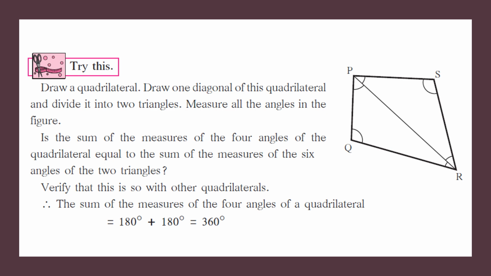So how many triangles do we have here? We have 2 triangles. So 180 degrees for one triangle and 180 degrees for the other triangle. The sum is 360 degrees. Hence it is proved that the sum of the measures of the 4 angles of a quadrilateral is 180 degrees plus 180 degrees, that is 360 degrees.